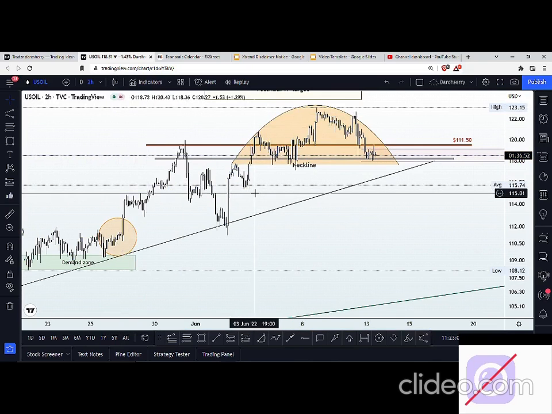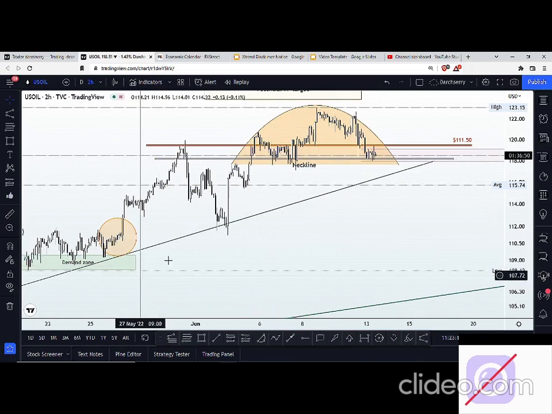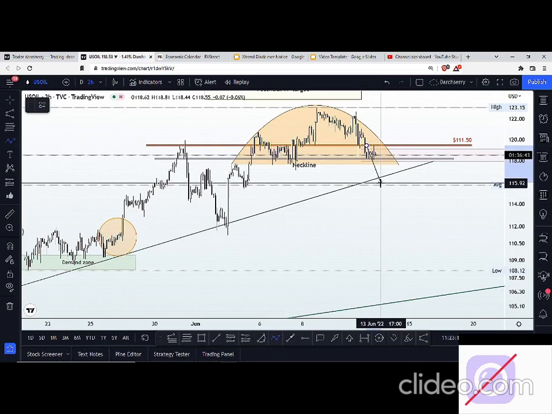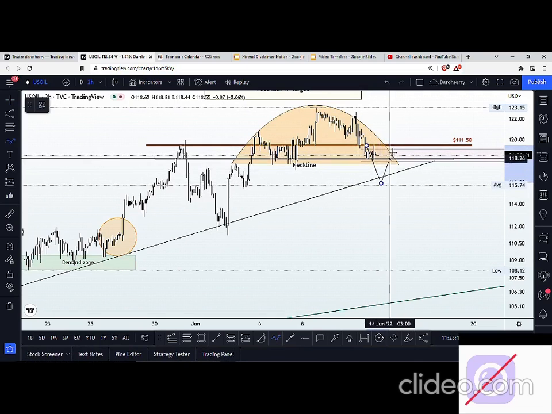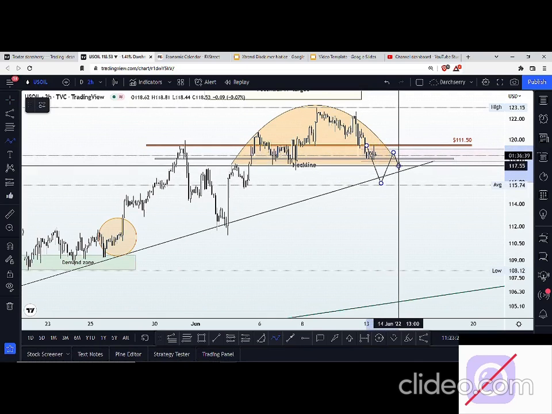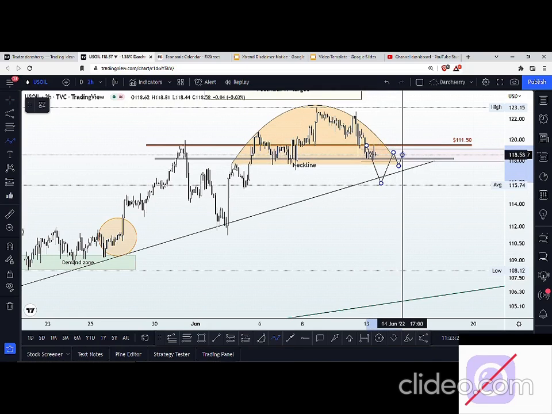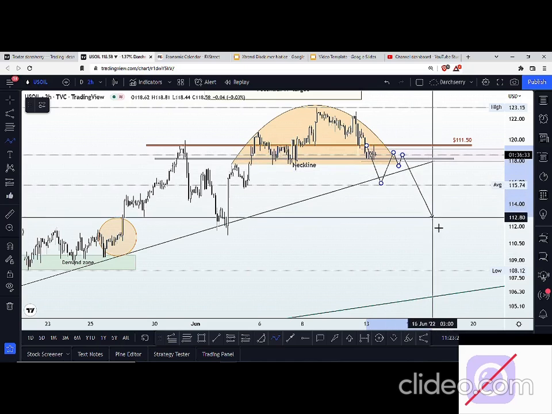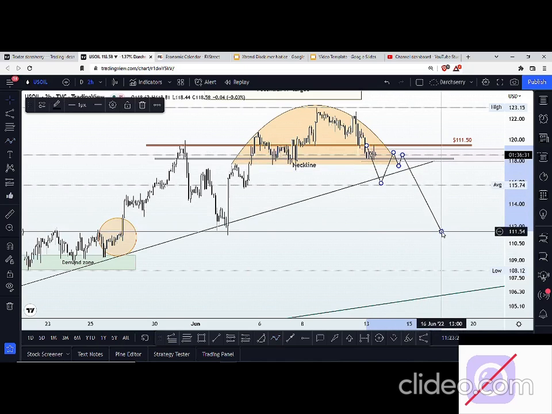So what are we looking out for as we head into the New York session? What we are looking forward to is a breakdown of that neckline and a retest into structure with patterns that support a trend continuation on the lower time frame. Then we could join the decline to the downside.